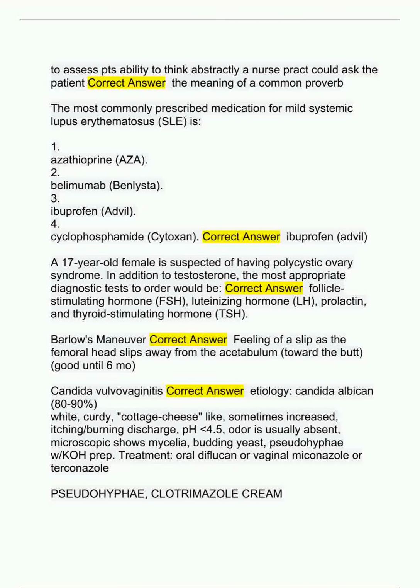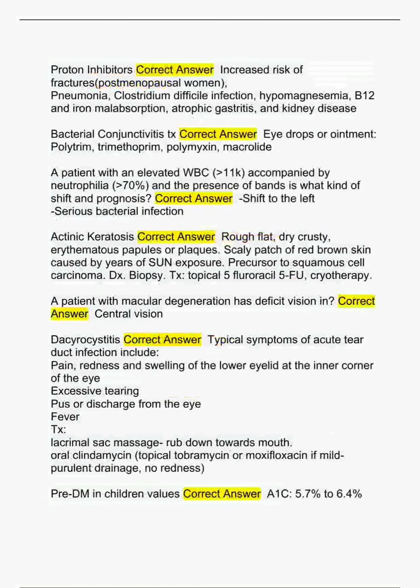Microscopic shows mycelia, budding yeast, pseudohyphae with KOH prep. Treatment: oral Diflucan or vaginal miconazole or terconazole, clotrimazole cream.